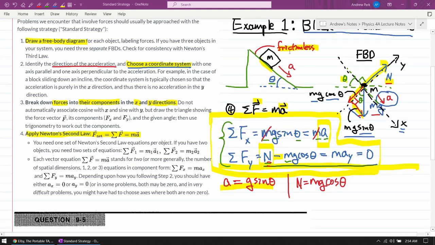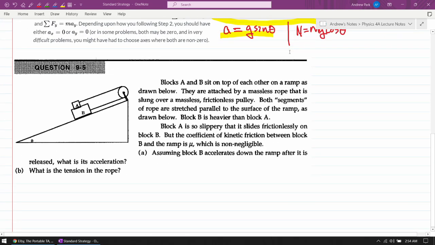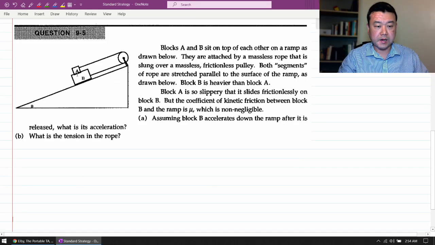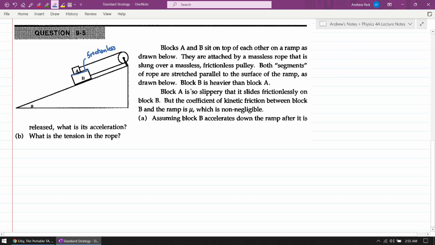So take this example, example 2, taken from question 9-5 from the Portable TA. So it asks, blocks A and B sit on top of each other. They are attached by these ropes. It says block B is heavier than block A. And it says block A is so slippery that it slides frictionlessly on block B. Okay, let me note that in the drawing. But the coefficient of kinetic friction between block B and ramp is mu.